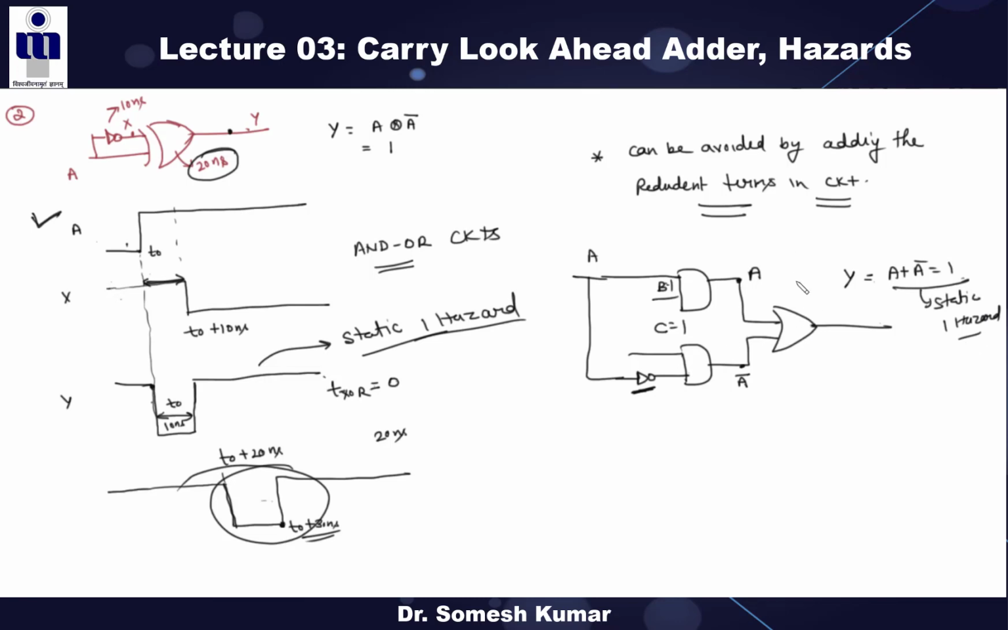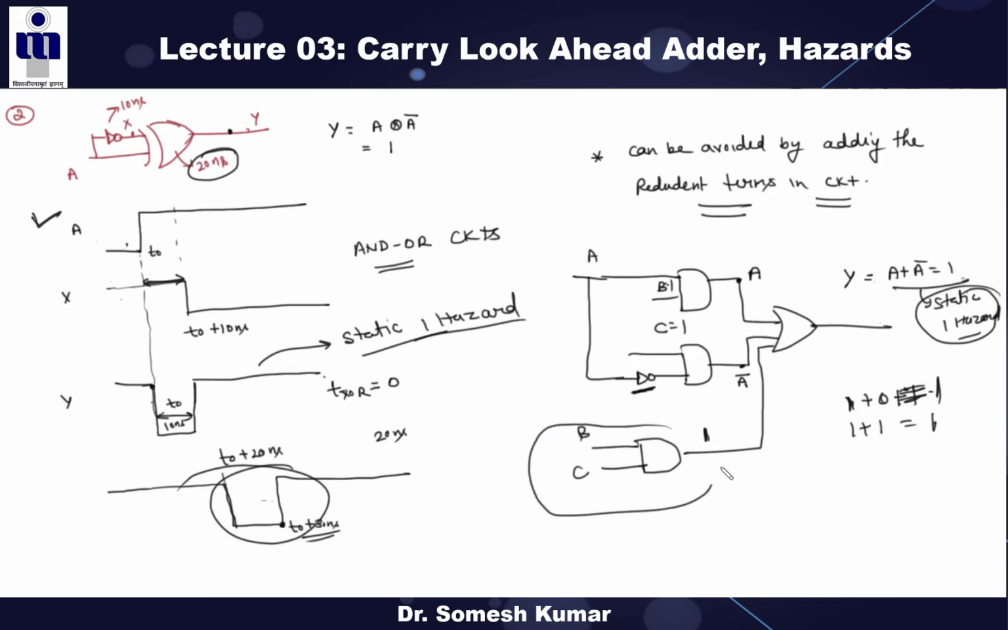So how can we avoid these hazards? If I add one extra 1 here, then what happened? Always 1, right? So 1 OR 1 plus 0 whatever, 1 plus 0 or 1 plus 1, both are your 1, right? So if I add 1 here, then this hazard can be removed, and this 1 is your what? Nothing but your redundant term. If I am saying this is your B and C, so this is your redundant term, right?